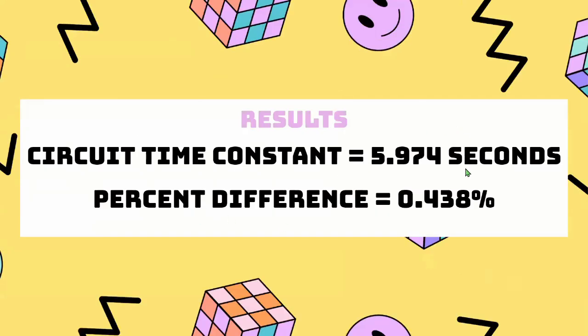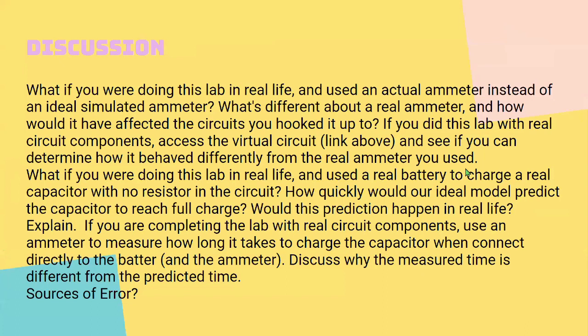So these are the results. So what if you were doing this lab in real life and used an actual ammeter instead of an ideal simulated ammeter? A real ammeter has some component of resistance, so in real life, the total resistance of the circuit will be larger than we thought. Also, for the experiment where we put the ammeter in parallel with the resistor, due to the ammeter's resistance, some of the current will be more inclined to go to the resistor than the ammeter, although not a lot. So in the experiment, the ammeter will read more than 0.02 amperes, but less than 0.06 amperes.